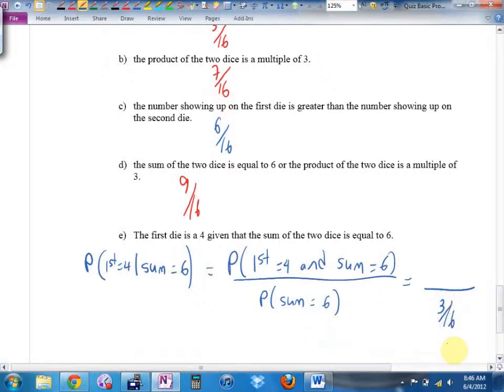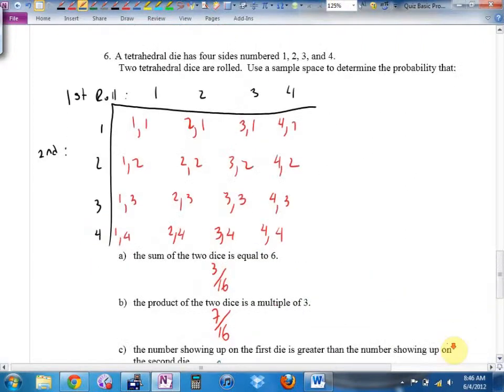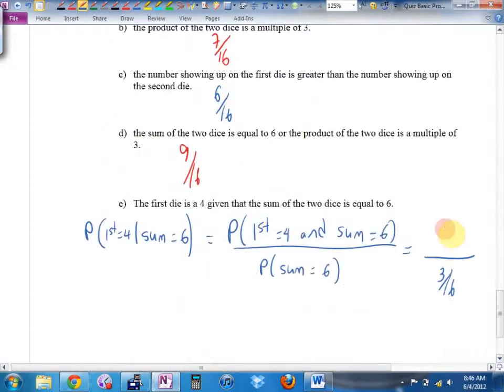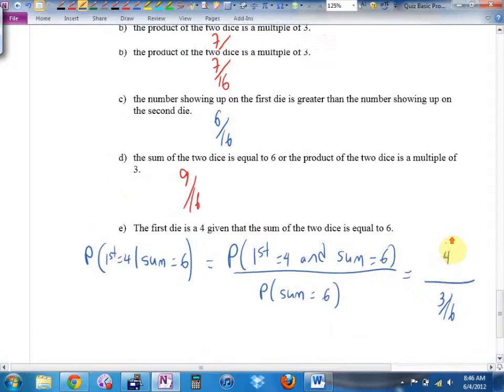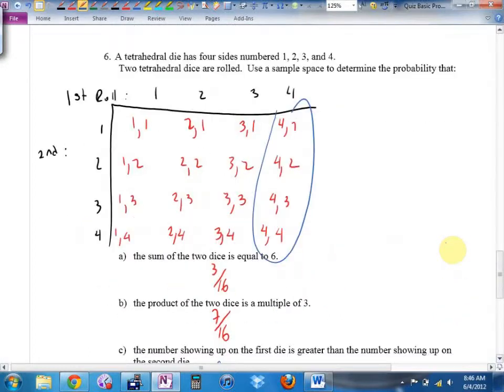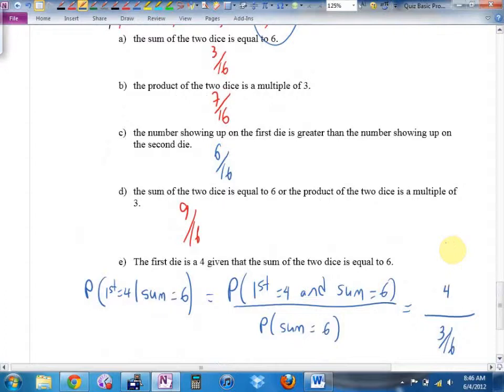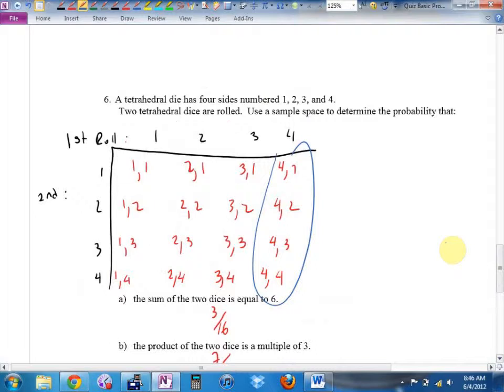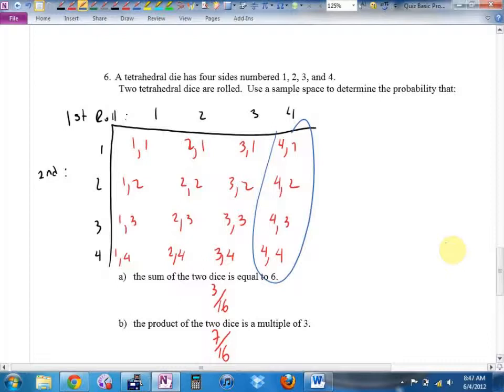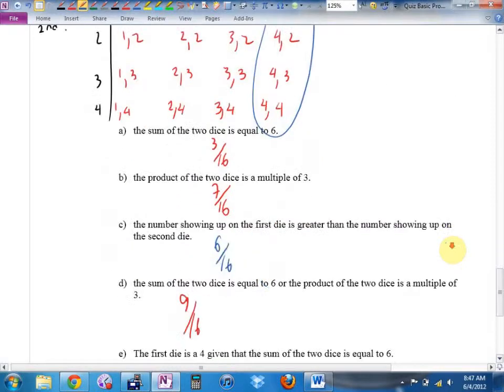Sitting up there. First die is a 4. Oh, that's that row, isn't it? Is that right, Mr. Dueck? First die is a 4, given that the sum of the 2 dice is equal to 6. So the sum of the 2 dice is equal to 6 is that. First die is a 4. I haven't made a mistake in my chart, have I? No, I have not. Oh, but I don't want first die as a 4.